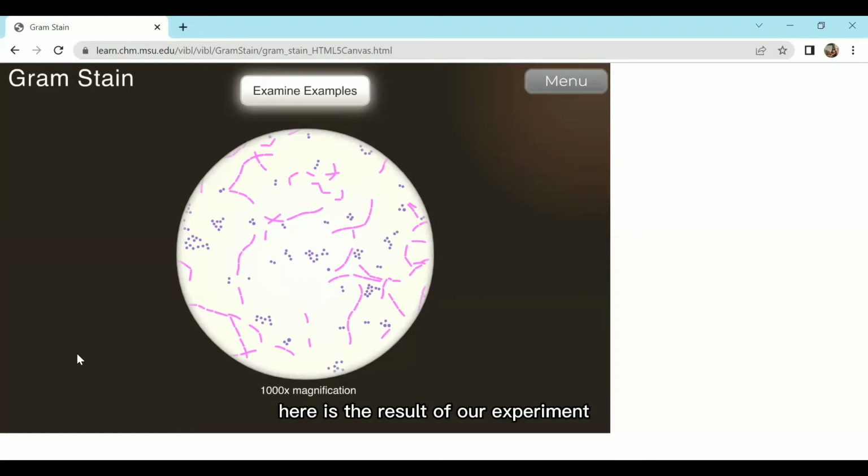Here is the result of our experiment. As we can see, there are both gram-positive and gram-negative bacteria on the slide, wherein the spherical or cocci are gram-positive bacteria because they are stained deep purple, and the rod-shaped or bacilli here are gram-negative because they are stained pink.